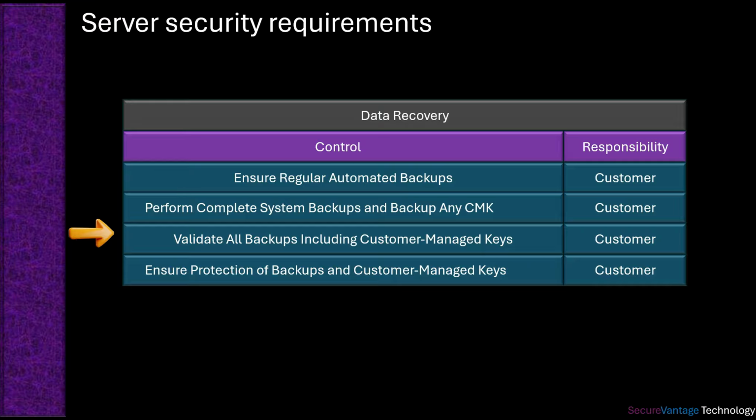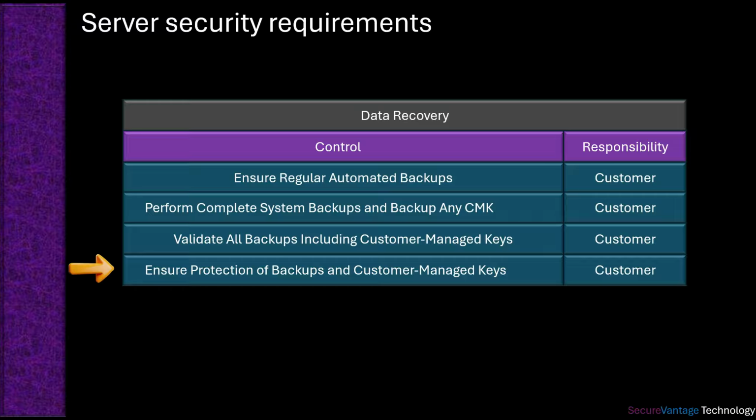Third control is validate all backups including customer managed keys. It's not enough to just make backups. You also need to make sure they actually work. This is like checking your treasure copies to ensure they are complete and not missing anything. You should regularly validate your backups by performing data restoration tests. This might involve restoring data to an isolated virtual network or subscription to ensure everything works as expected. If you have backed up customer managed keys, you should also test restoring them. For those using Azure Disk Encryption, make sure you can restore your Azure VM with the disk encryption keys intact.